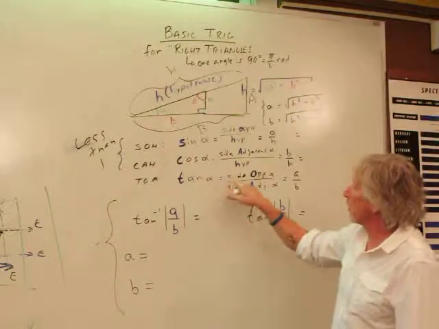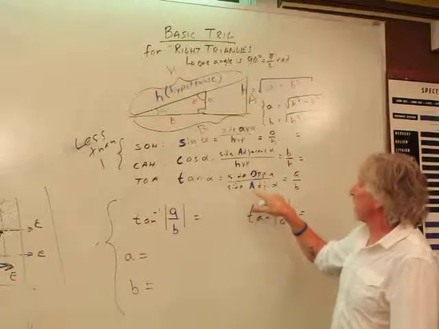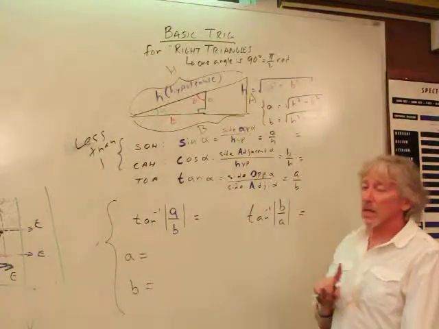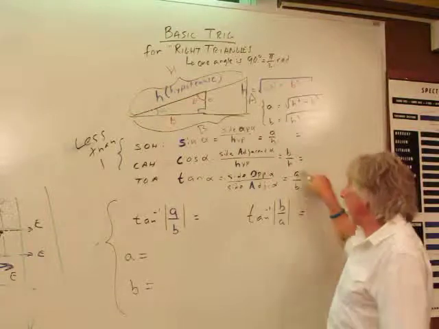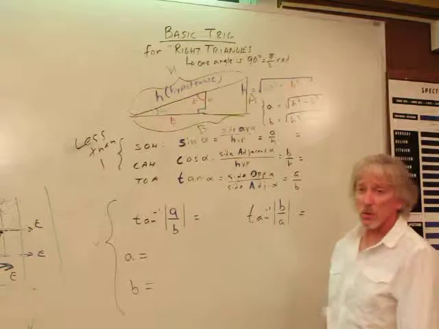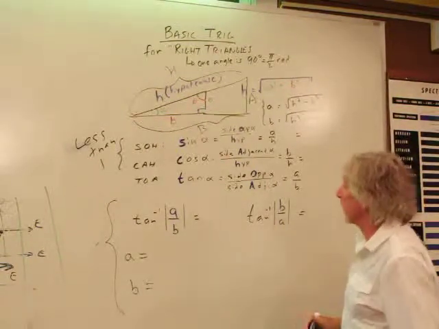So tangent of alpha would be the side opposite alpha, which is A, divided by the side adjacent to alpha, which is B. Now that is unclear whether that could be more than 1. A could be longer than B, depending on what angle it's talking about. So this could be more than 1 or less than 1. Right? You've got a full range here.